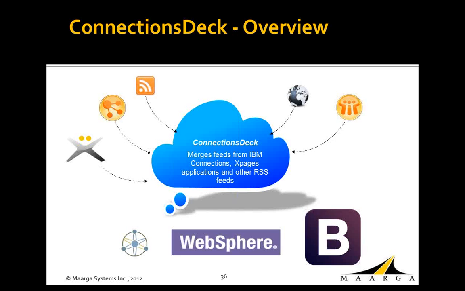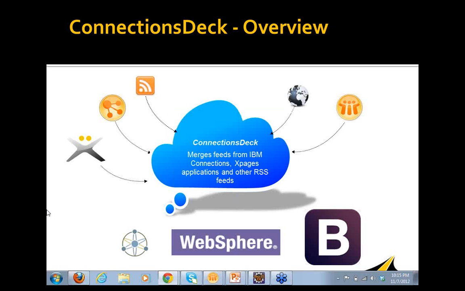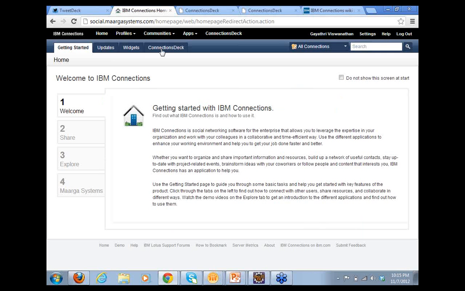Now, the Connections deck is basically merging feeds from IBM Connections, profiles, communities, bookmarks, and different activities information from XPages applications and other RSS feeds together in a kind of silo. Let's just take a quick look at it. So here is our customized Connections we're looking at.